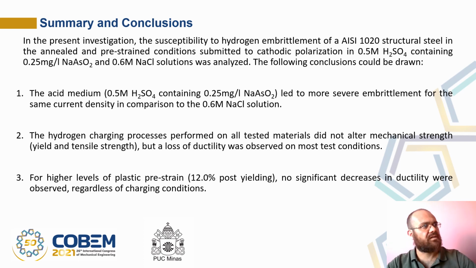So to summarize and to conclude, in this investigation we submitted low carbon 1020 steels to different sources of hydrogen, and we observed the following. The acid medium was more severe regarding embrittlement than the neutral medium. The charging process performed on all materials did not alter mechanical strength, but did result in loss of ductility. And for higher levels of plastic strain, 12% post-yielding, no significant decreases in ductility were observed, regardless of the charging conditions.